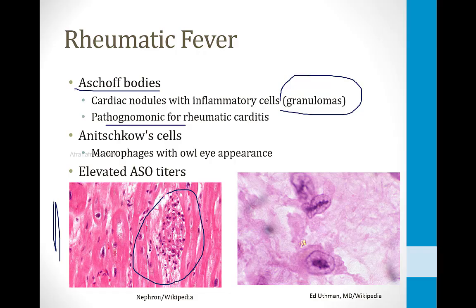Another classic finding is the presence of Anichkov cells. These are some of them over here in this picture. They are these macrophages with a lot of cytoplasm and an owl's eye appearance to them. And then finally, there is a toxin secreted by the bacteria called streptolysin O. So anti-streptolysin O antibodies, or ASO antibodies, will become elevated in patients who have rheumatic fever. So elevated ASO titers are suggestive of rheumatic fever.